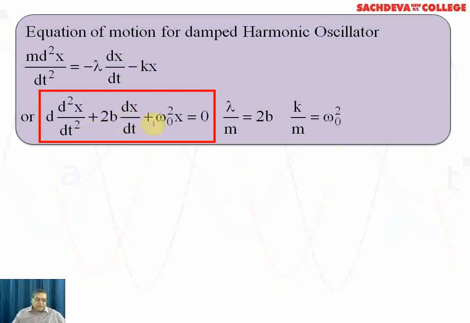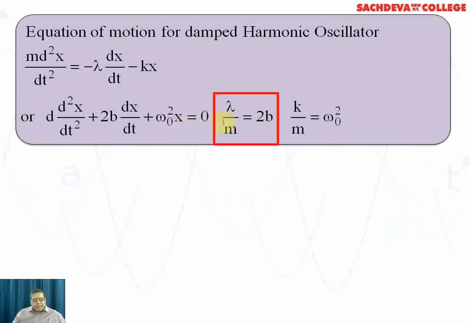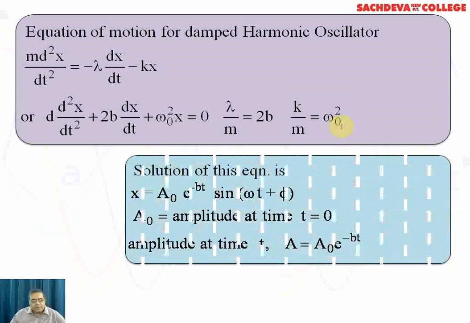where dx/dt is the velocity, the rate of change of displacement, multiplied by 2b, where b is a constant, plus omega naught squared x. Omega naught squared x is normally an acceleration, and the sum total becomes 0. So lambda over m will be equal to 2b, and k over m will be equal to omega naught squared. So b is the constant.